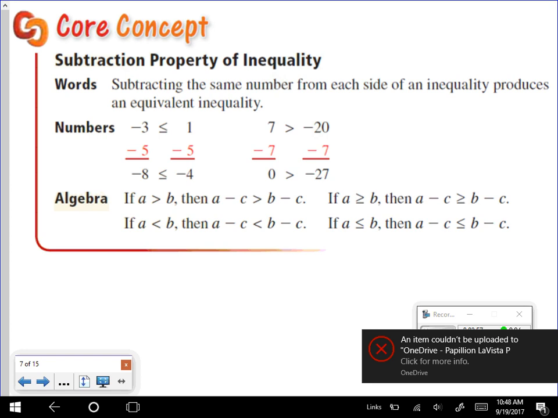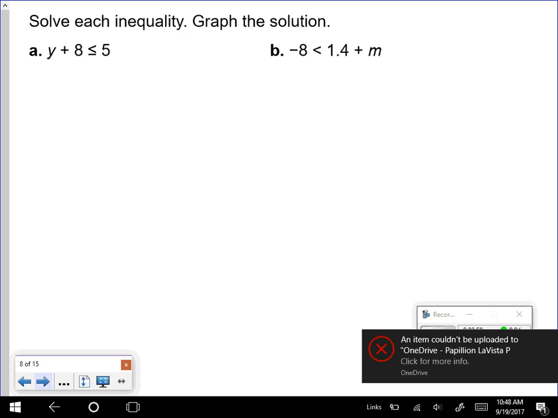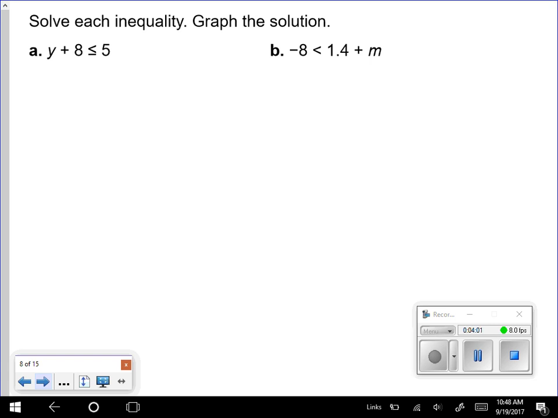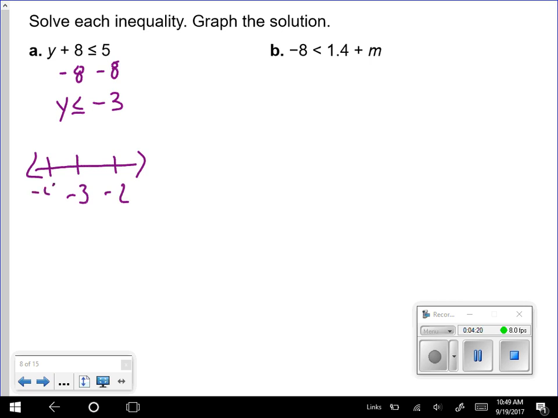Okay, so let's do some examples of this. If I am solving this inequality, I'm trying to get y by itself, so I'm going to use the inverse operation of subtraction. Subtract 8 from both sides, so y is going to be less than or equal to -3. Graph it. Closed circle at -3. Y is in front, so I can look at my arrow shaded to the left.